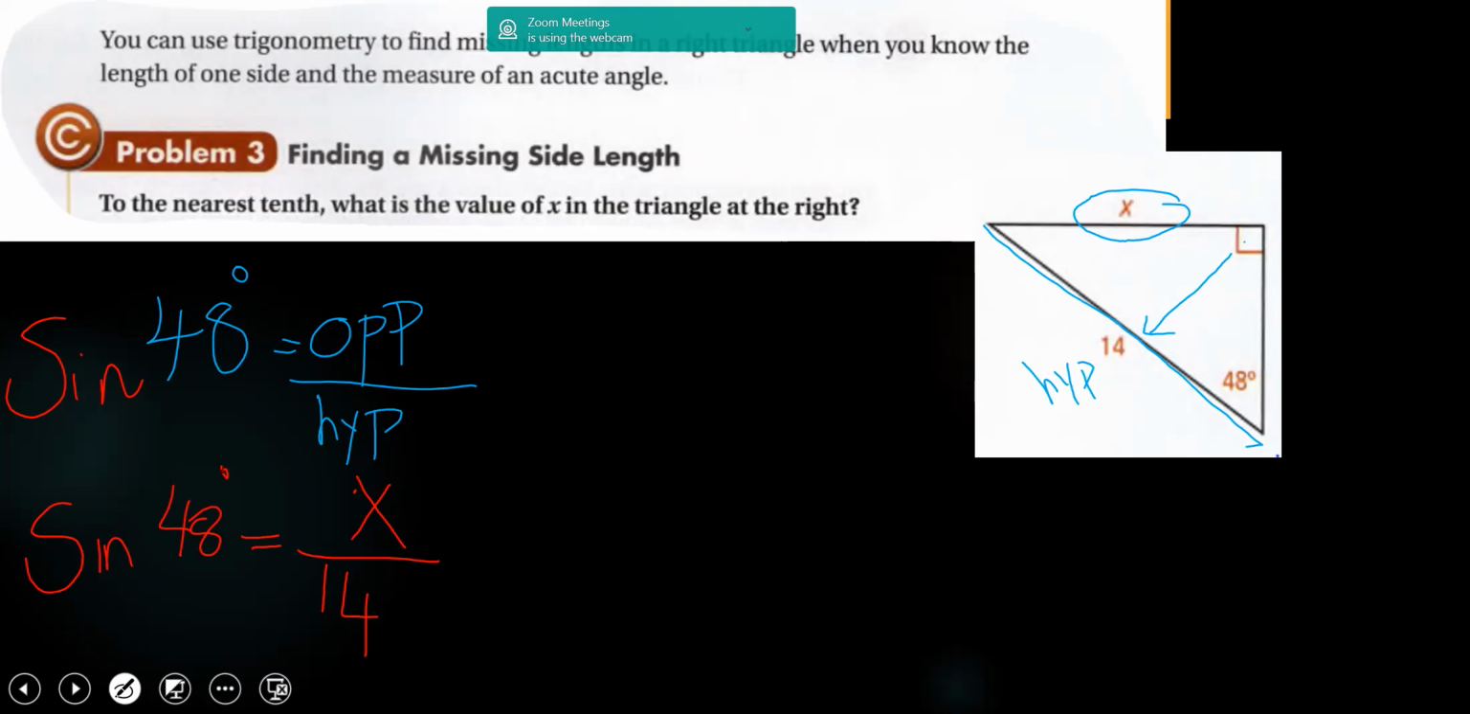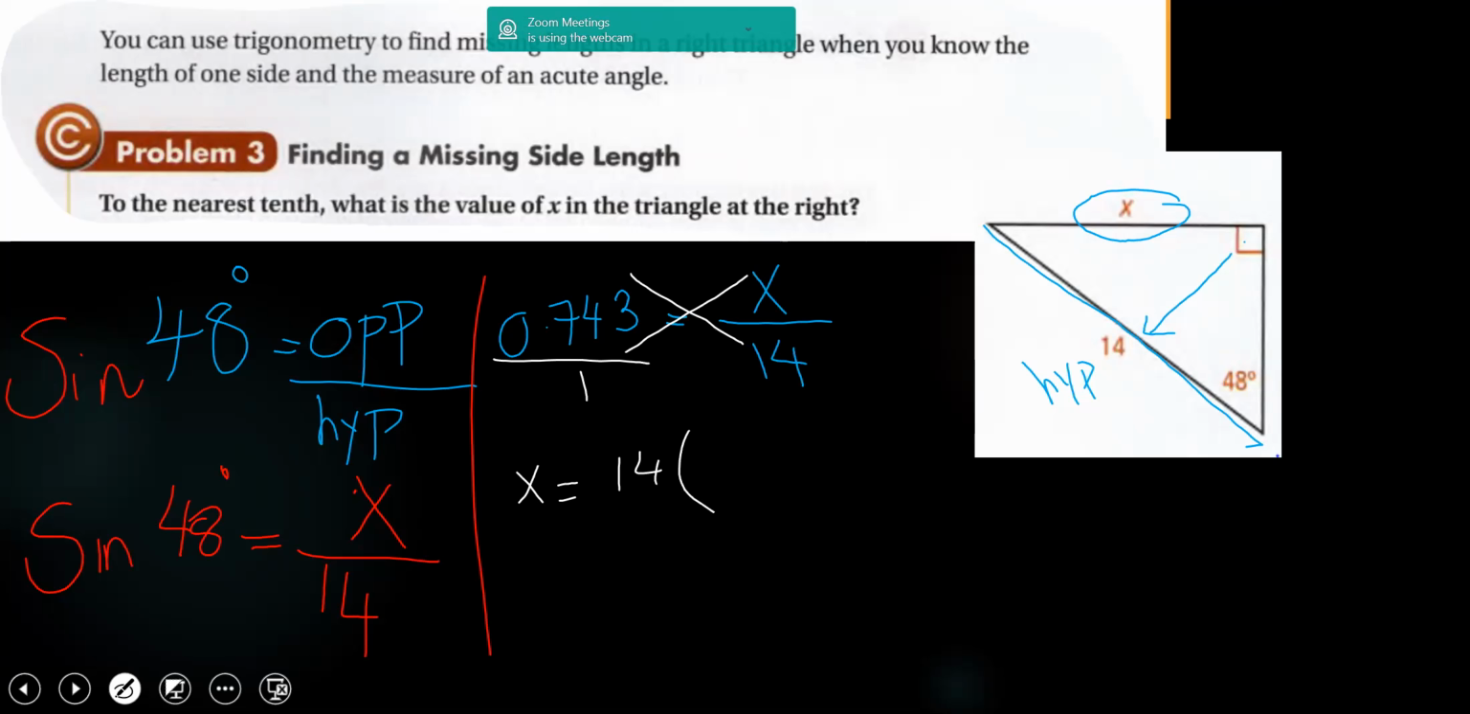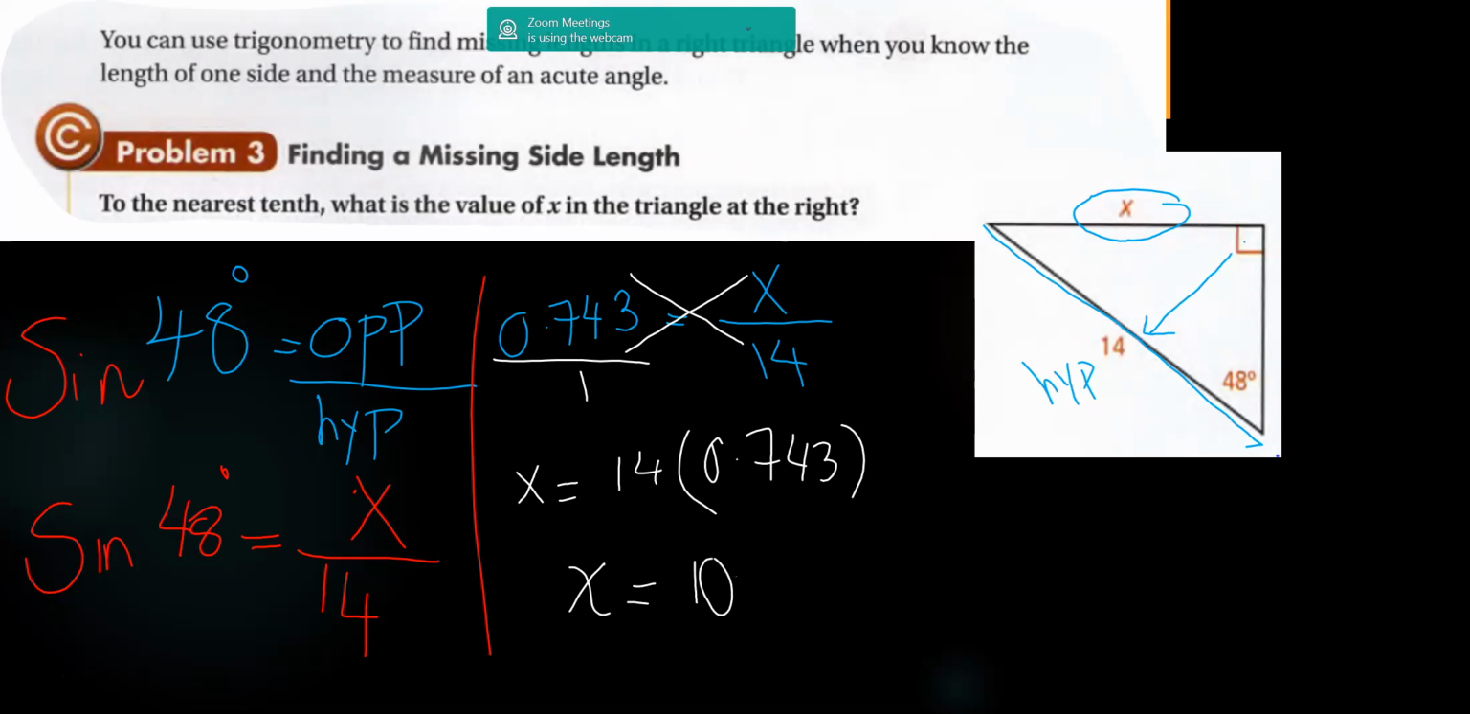Then after that, I have two known with one unknown. Yes, I can solve the equation here. By what? Let's first find sine 48. When you find it, you will find that it is 0.743 equals x over 14. Here, how can we find x? Cross product property. x equals 14 times 0.743. Once you multiply, you will find that x is 10.4. So after I solved it, I found that x, the length of the other side, is 10.4.